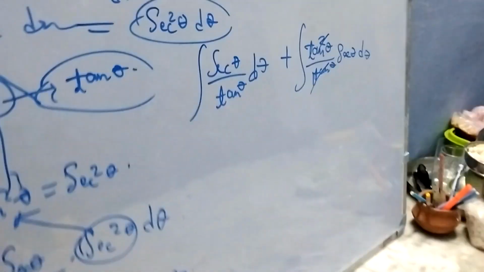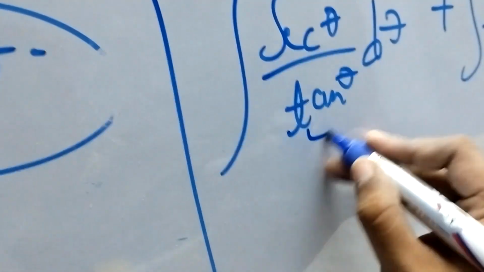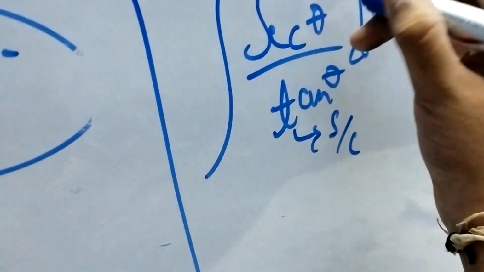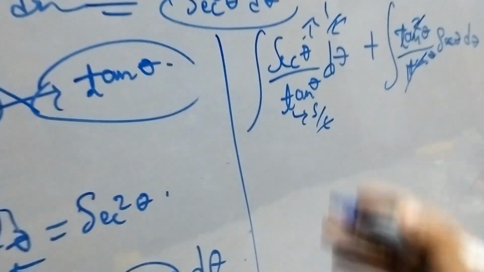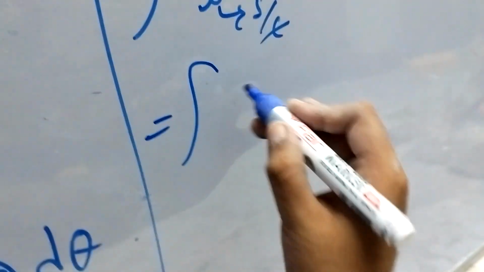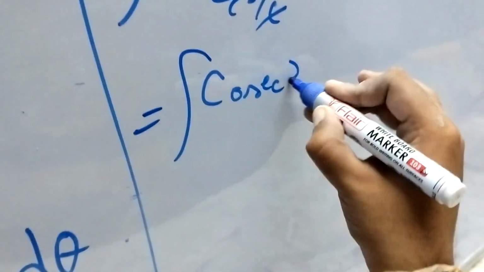Right? We broke it algebraically. So what it is, it is nothing but sine theta by cos theta, it is nothing but 1 by cos theta, right? So in the numerator and denominator cos theta cancels, and 1 by sine theta is nothing but cosec theta, right?